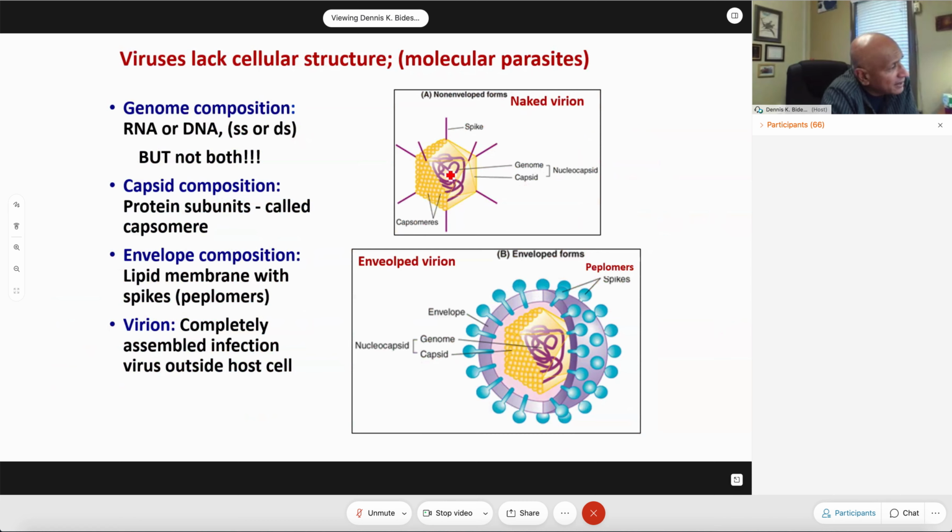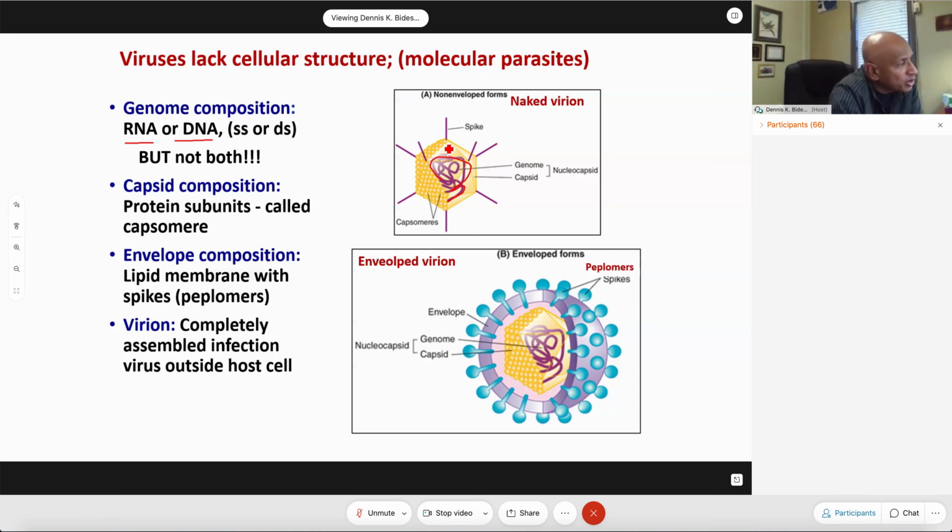All right. Now, other things about the virus. If you look at the nucleic acid, this is the genome. It can be either DNA or RNA. It can't be both. It can be single-stranded or double-stranded DNA. So you see this picture right here. What you see in purple inside this yellow shell, that is the nucleic acid. Again, it can be DNA or RNA. It could be single-stranded or double-stranded molecules.